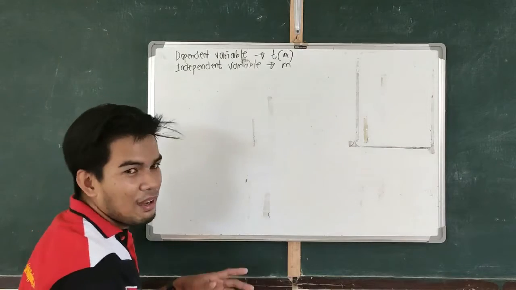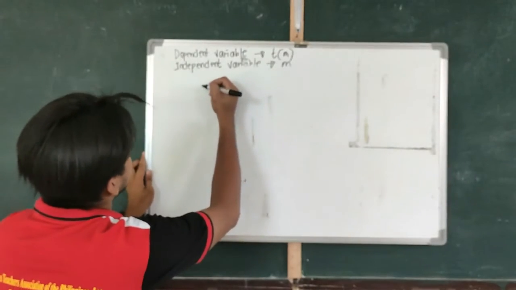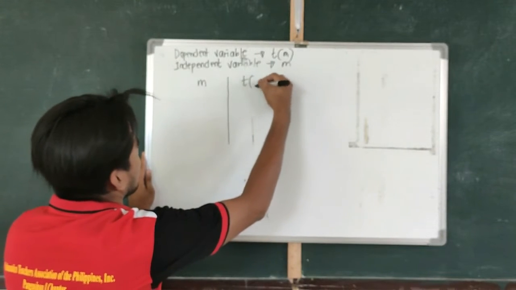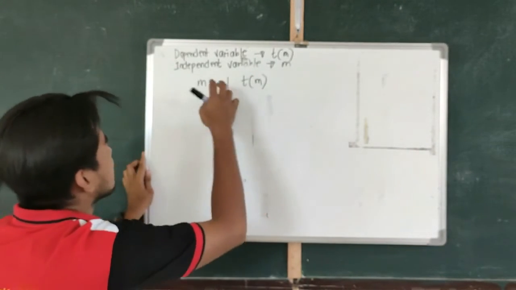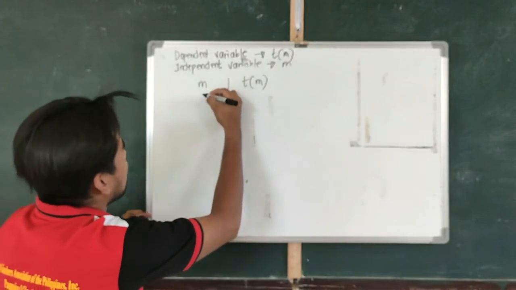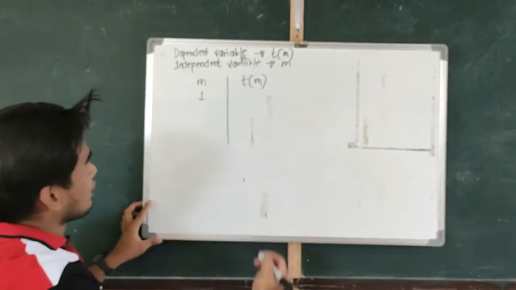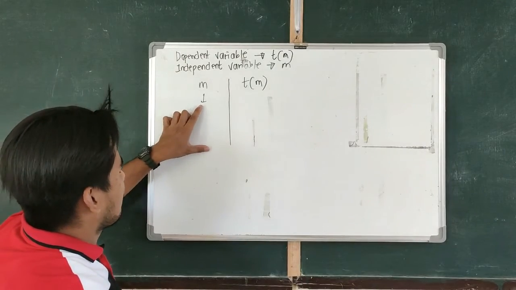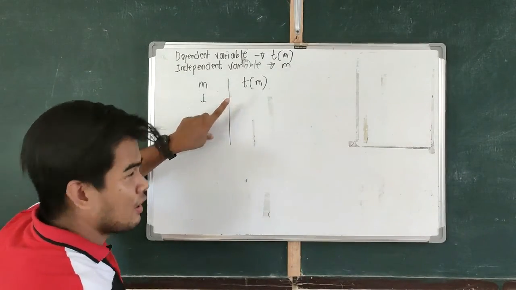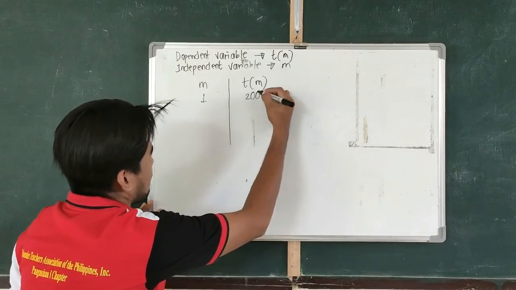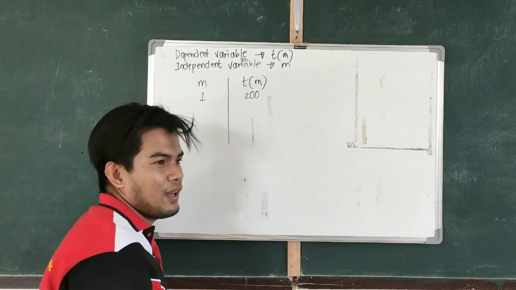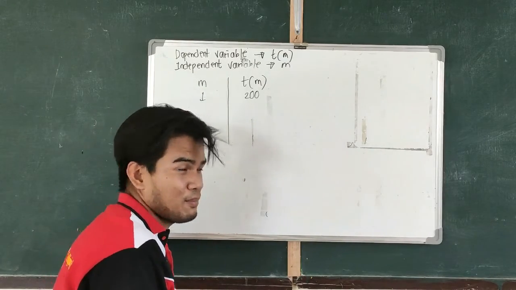So let's have this table. This is the independent variable. This is the dependent variable. So suppose si user ay nakagamit lang ng one text message. Ilan kaya yung babayaran pa rin niya? So automatic na 200 pa rin siya. Kasi plan siya. Fixed yung amount kahit hindi mo maubos yung 50 na text messages.